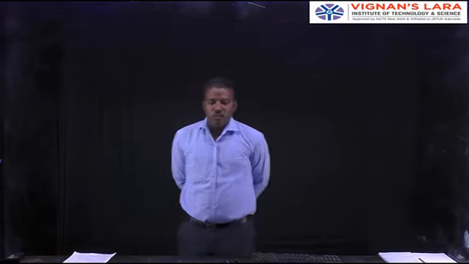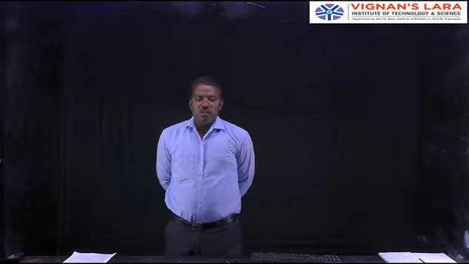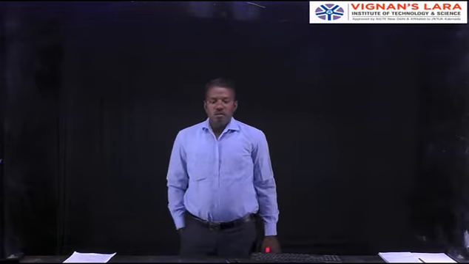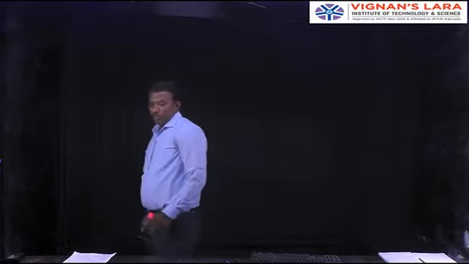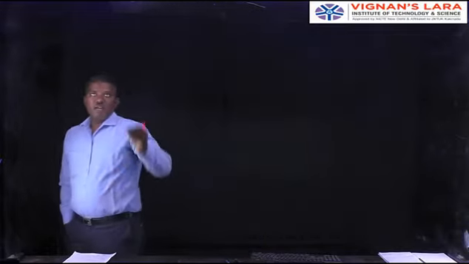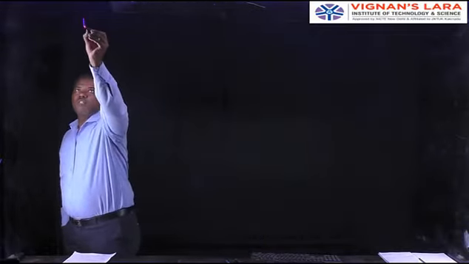In last class, we discussed the confidence interval for mu in the case of large samples. In that case, the confidence interval is mu equal to x bar minus z alpha by 2 into sigma by root n, comma, x bar plus z alpha by 2 into sigma by root n. Now, today I am going to explain the interval estimation for the population mean.